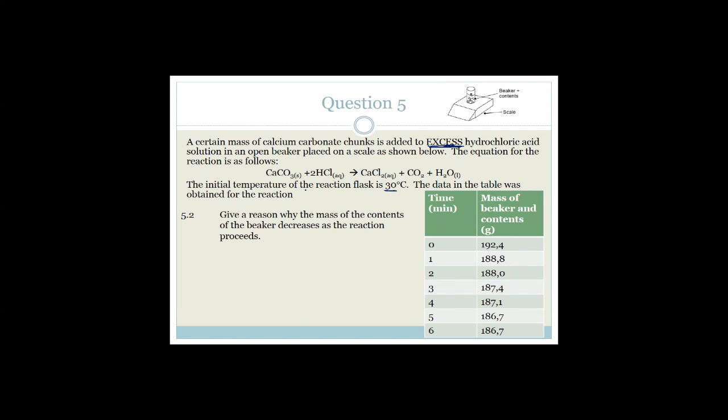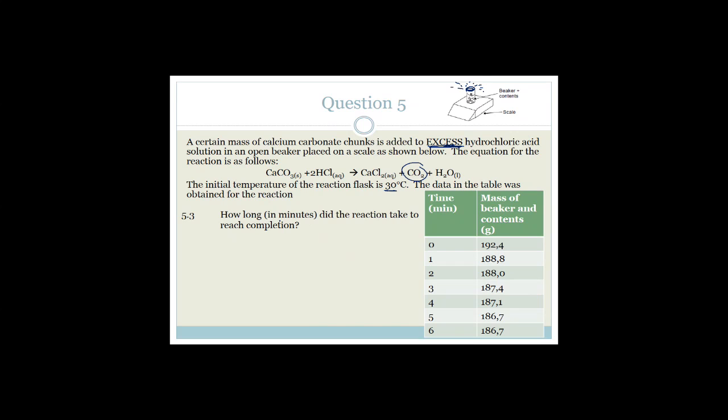Now, give a reason why the mass of the contents in the beaker decreases as the reaction proceeds. Well, as I said before, this beaker is open. So what happens is this carbon dioxide gas is given off into the atmosphere, and therefore the mass of the whole container is going to decrease.